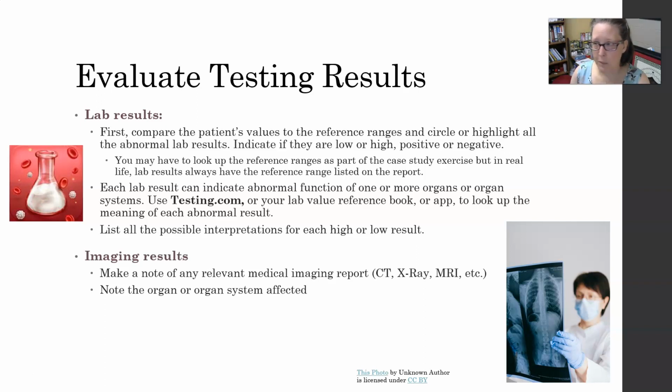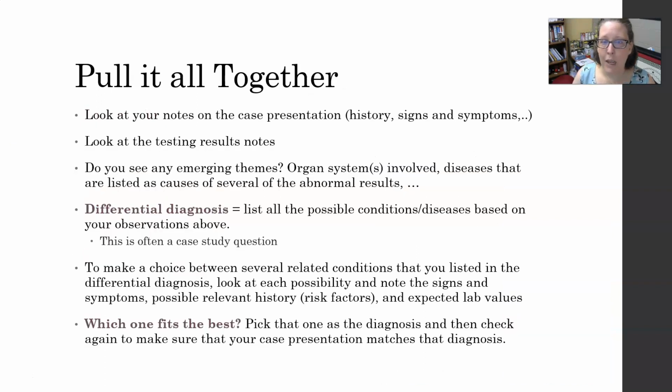Okay, so we've made a bunch of notes of all of this stuff. Then you're going to look at all of it together: the case presentation, history, signs, symptoms, etc., the organ systems you thought might be involved with the signs and symptoms, the test result notes, and what organ systems or diseases these things might be pointing to. And then do you see any emerging themes? Any organ systems that are popping up consistently, diseases that are listed as causes of several of the abnormal results? You're like, oh, it's listed here, here, here, and it's in this organ system, so it's starting to make sense. And that's part of what we call the differential diagnosis.